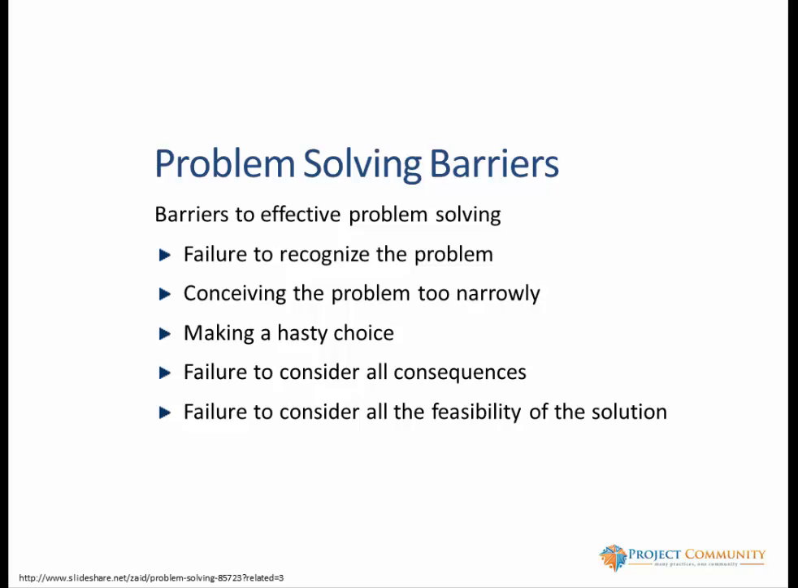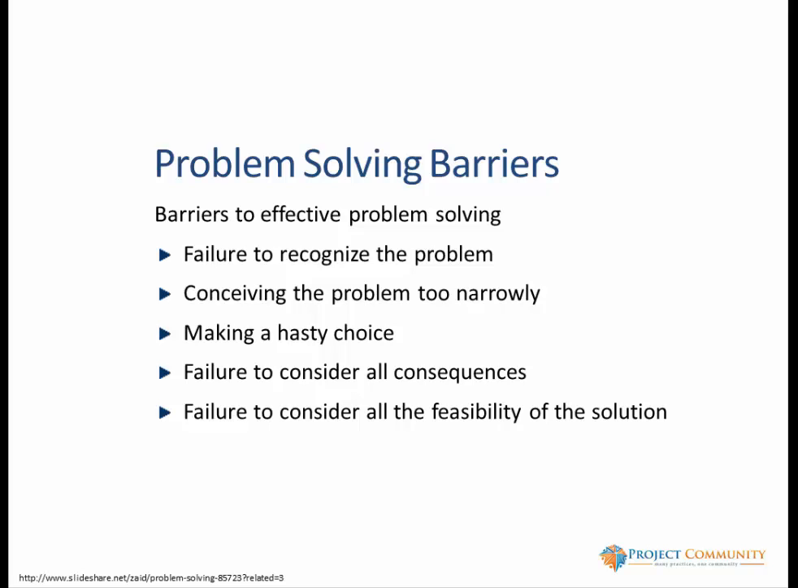Firstly, what might be some of the barriers we have to effectively solving problems? There could be the failure to recognise the actual problem. Sometimes we look at a surface problem and don't really see what the real underlying problem is. Conceiving the problem too narrowly, so sometimes we think it's just one thing where it's actually a number of things contributing to that one thing. We make a very hasty choice, sort of a quick reflex action, and it sometimes comes back to the fact that we haven't actually recognised the true problem and the root cause.